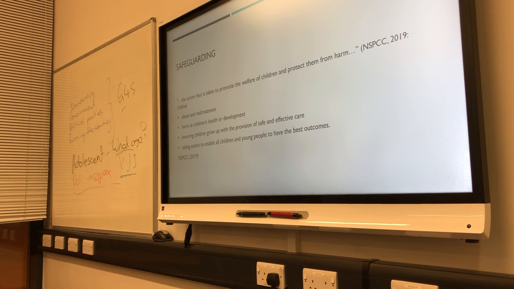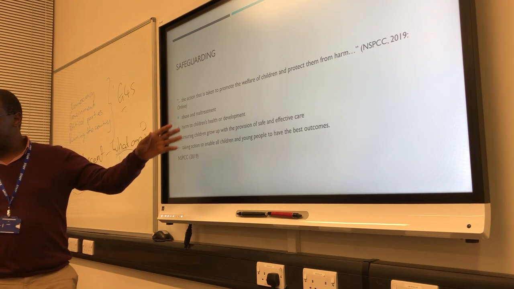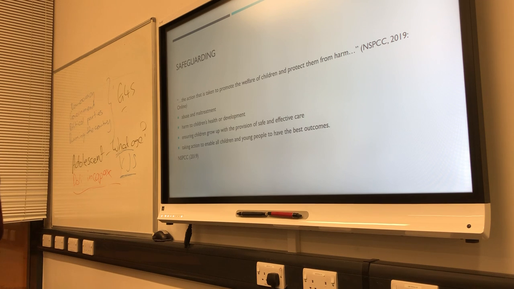We're also safeguarding children from harm to their health or development. So it's not just health, but their development. Anything that's done to children that hinders or impedes their development needs to be addressed. We need to safeguard children from that.